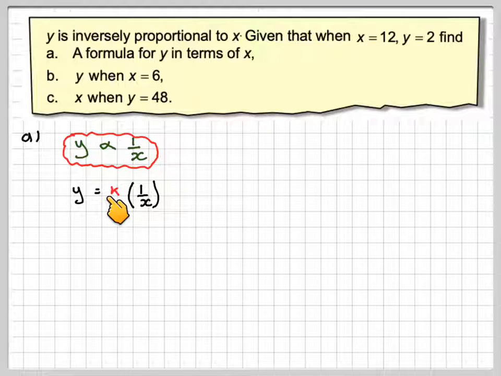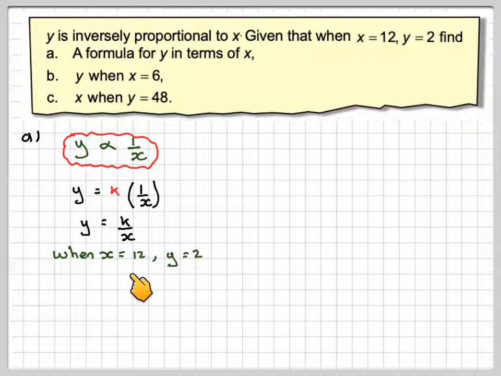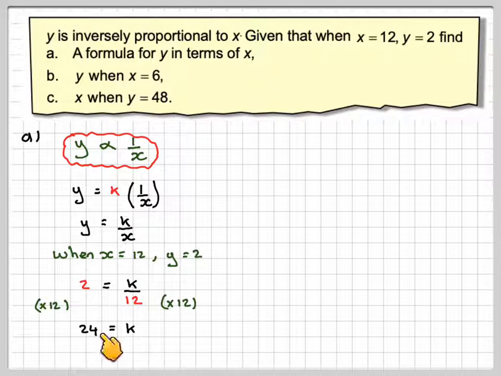means that y will be equal to k times 1 over x, although it's better to write that as y is equal to k divided by x. Right, using the information given about both terms, we know that when x is 12, y is 2, so substituting in here, we're going to get that 2 is equal to k divided by 12. Now, in order to find k, we need to multiply both sides by 12. We're going to get that k is equal to 24.